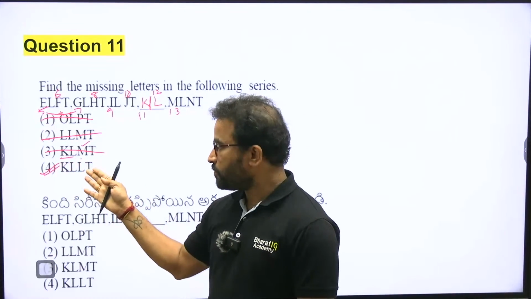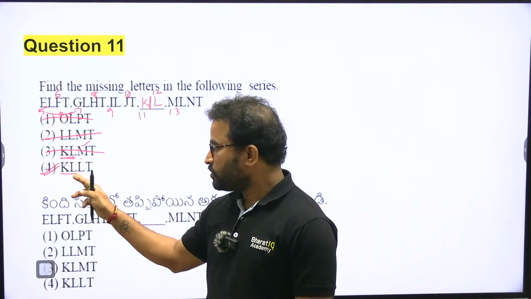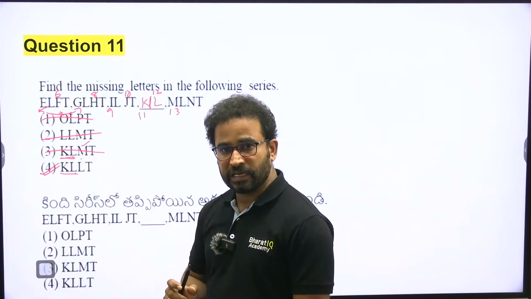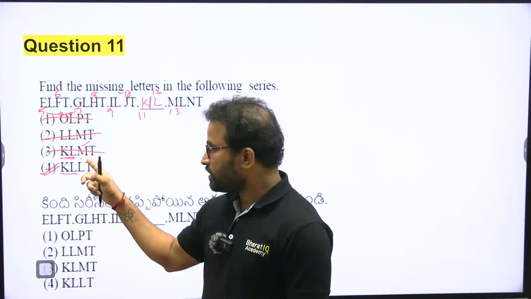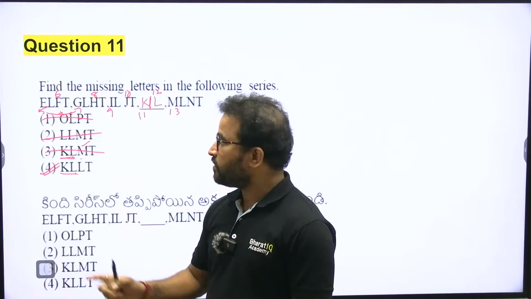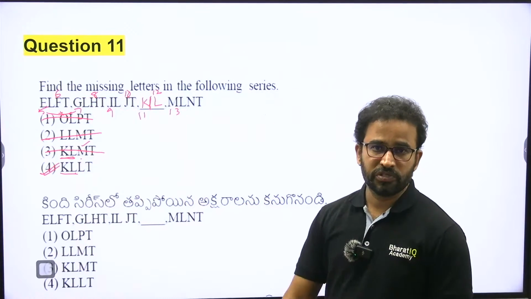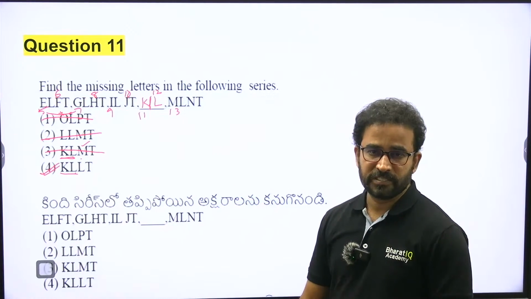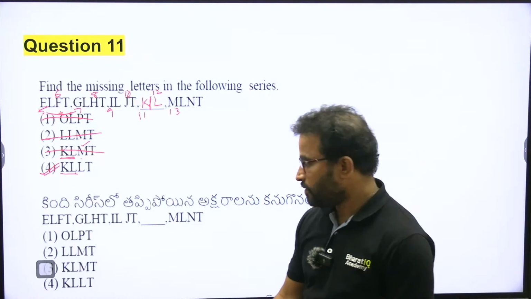How many options start with K? Two options. Now you need to compare these two. Both the first and second positions are occupied with K and L only. Now check that the third position is different. You can check only the third position to see which one must exist. Based on that, we get the fourth option as the right answer. That thing you should remember.